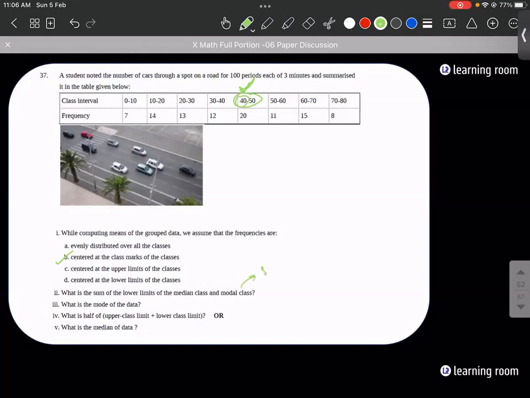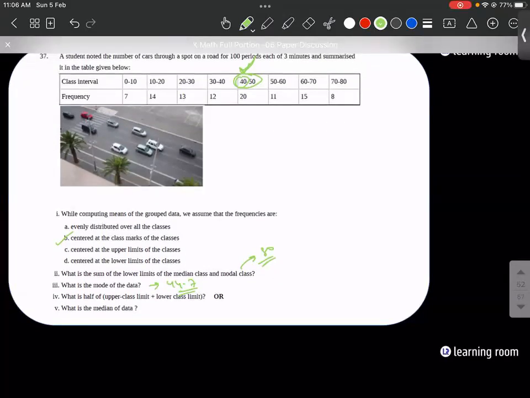Correct. What is the mode of the data? 44.7. That's the answer. Yes, sir, you have to apply the formula and do it. What is half of the upper class limit plus the lower class limit? It's called the class mark.